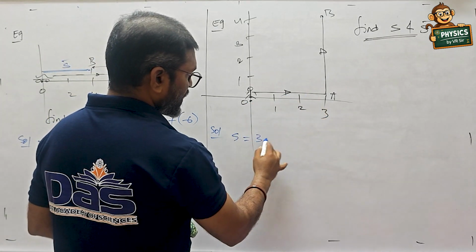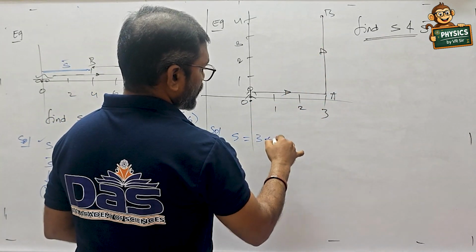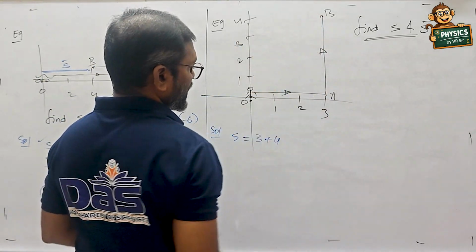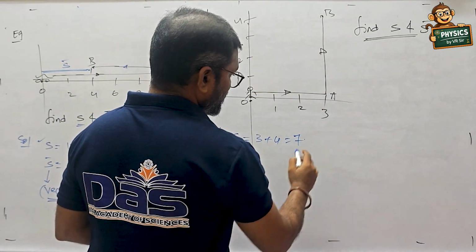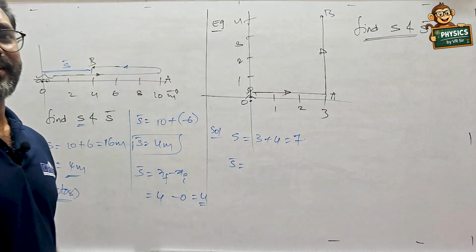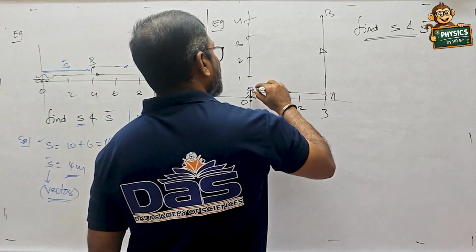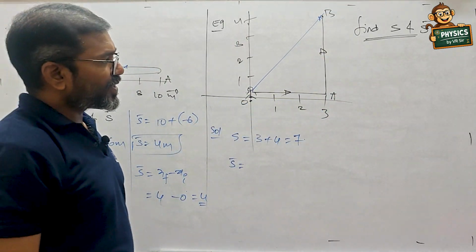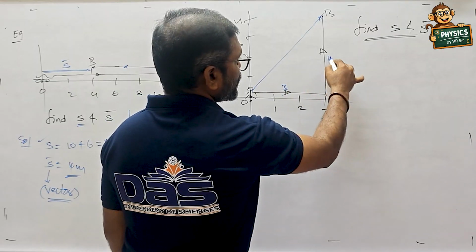You should add it, 3 plus 4, because in this direction 4 units it has moved. So it is nothing but a total of 7 meters. Whereas displacement is the shortest path. This is the shortest path. And the basic thing we know here is 3 units and 4 units.